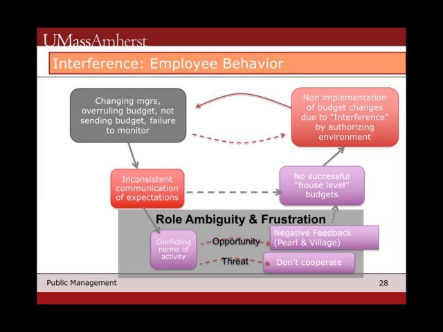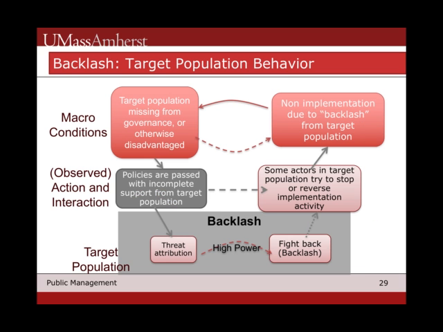So again, how does that look? The same Michigan case at the employee level. You get this negative feedback loop from Pearl and Village, as we mentioned before, and also things like changing managers, overrolling budgets, not sending budgets, failure to monitor. All of these are about inconsistent communication of expectations. So one could imagine if you were going to write it up, it becomes easier to think about how the different things that we see in the case can be presented as an argument that is consistent as long as we understand behavioral decision making and how that affects what people do.